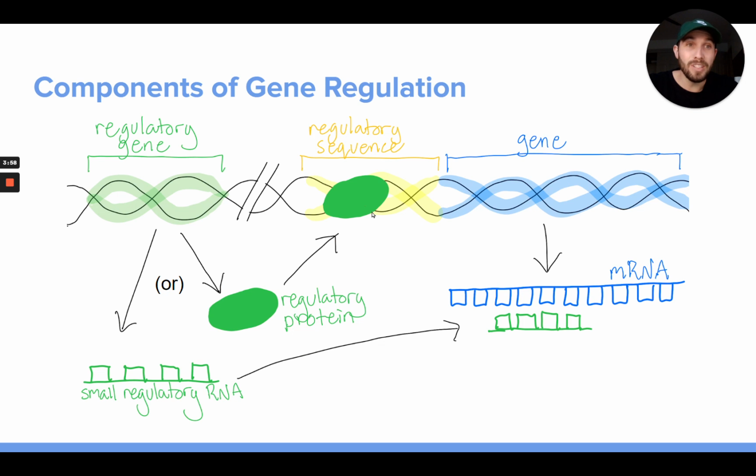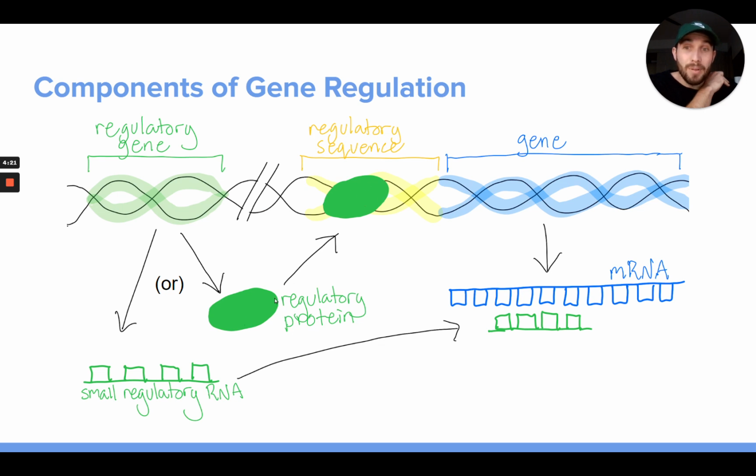So regulatory sequences are not genes. They don't have the instructions to produce something, but they are important pieces of DNA. These sequences are regions in your DNA that proteins can bind to. There are certain types of proteins called regulatory proteins that have a specific structure and shape that allow them to bind to a specific sequence in your DNA.